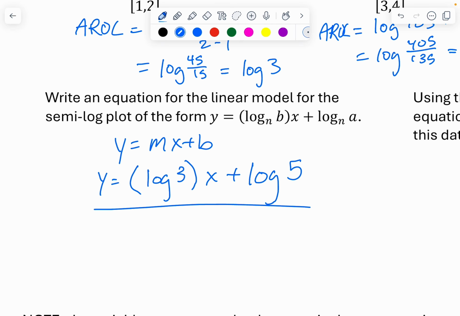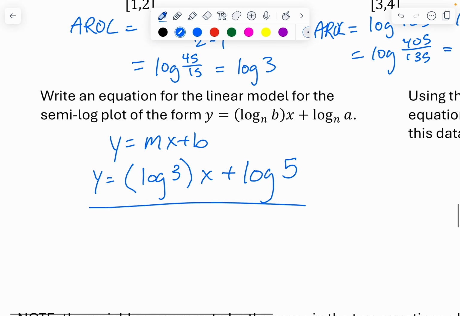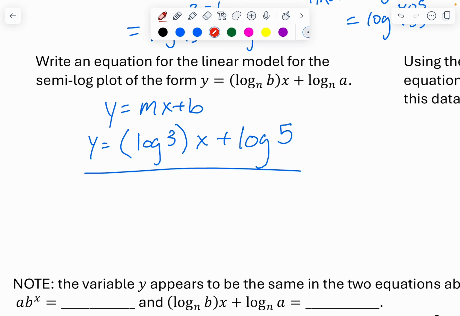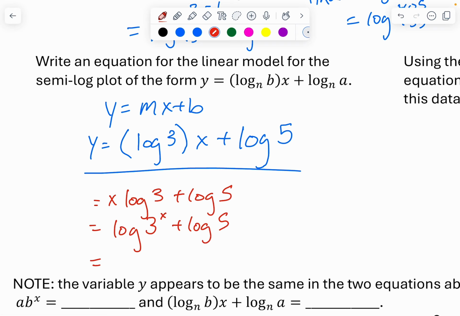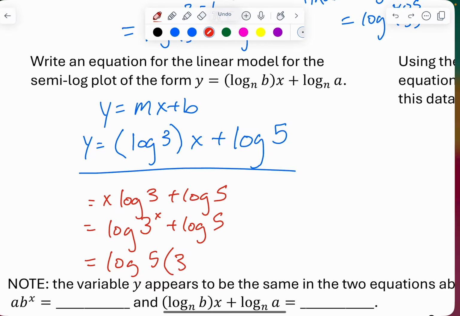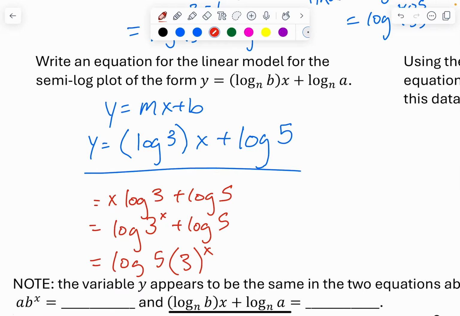And so this, ladies and gentlemen, is our linear model for that data. Now, it has messed with my head for a while. Okay, hang on, I'm jumping ahead of myself. Let's manipulate that a bit. I can rewrite this as x times log of 3 plus log of 5. And then I can say that this is log of 3 to the x plus log of 5. And then this is log of 5 times 3 to the x. I could put it this way, whatever.